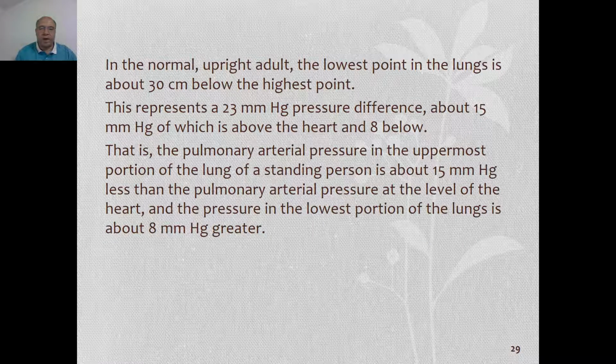In the normal, upright adult, the lowest point in the lungs is about 30 cm below the highest point. This represents a 23 mmHg pressure difference, about 15 mmHg of which is above the heart and 8 mmHg below the heart. That is, the pulmonary arterial pressure in the uppermost portion of the lung of a standing person is about 15 mmHg less than the pulmonary arterial pressure at the level of the heart, and the pressure in the lowest portion of the lung is about 8 mmHg greater.